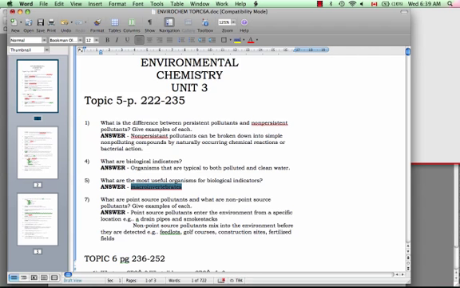What are point source versus non-point source? Point source pollutants enter the environment from a specific location, for example, drain pipes and smokestacks, whereas non-point source pollutants mix into the environment before they're detected. Feedlots, golf courses, construction sites, etc.